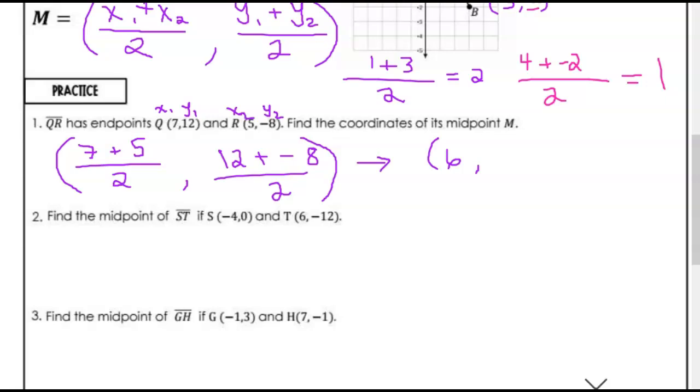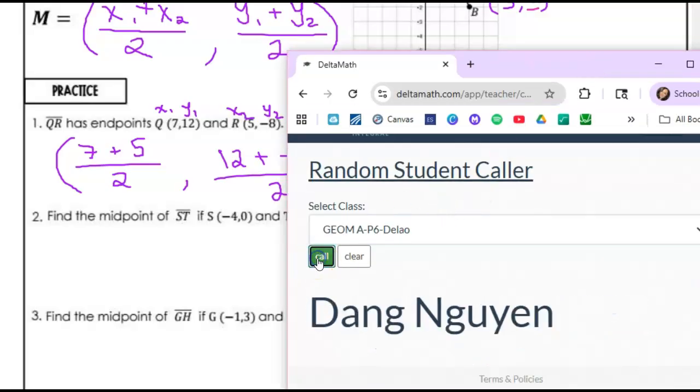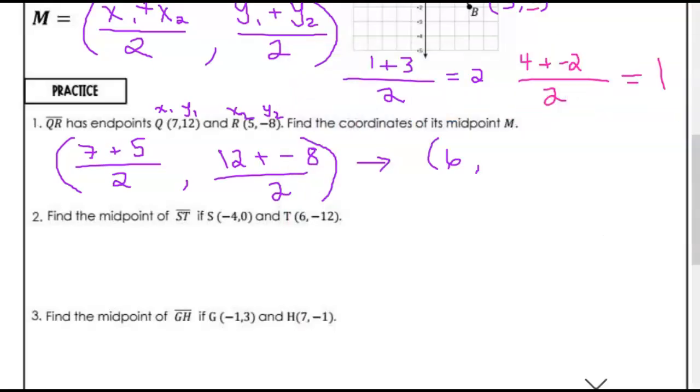How did I get 6 again? 7 plus 5 is what? 12. What's half of 12? 6. Okay. For the Y's, 12 plus -8? 4. Good, thank you. And what's half of 4? 2.